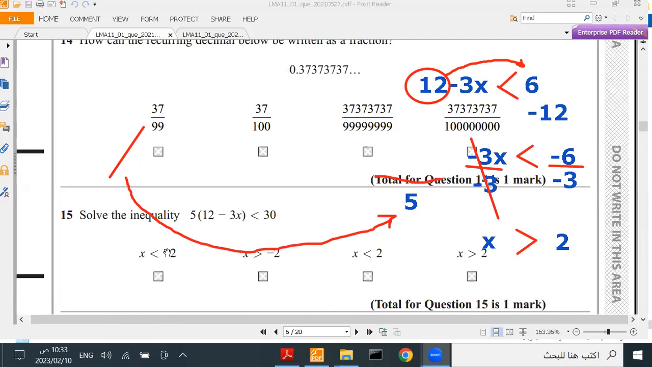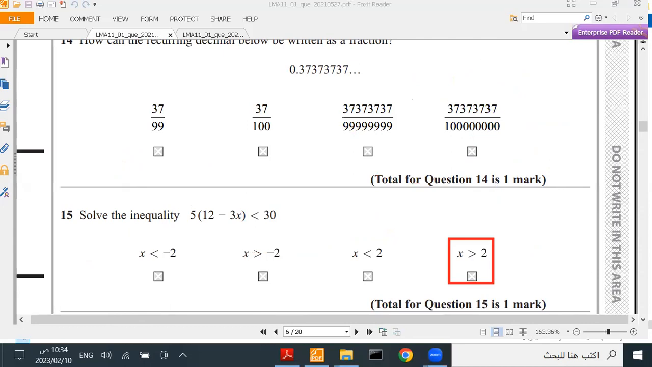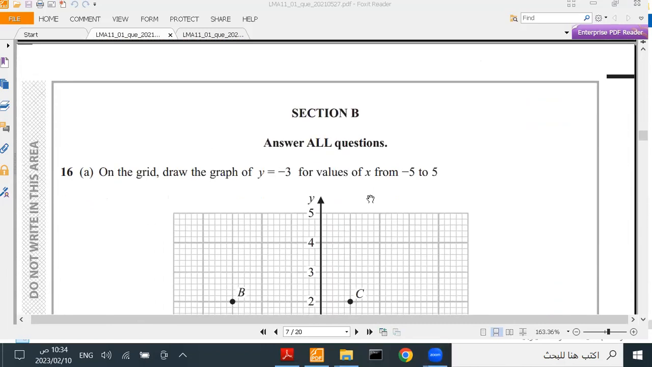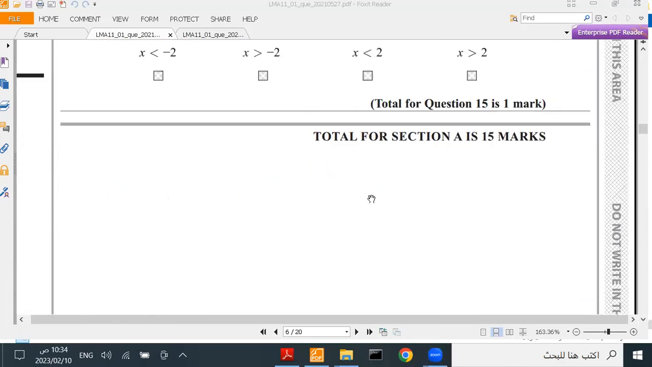Let's go back a little bit. So the answer is x bigger than 2. This is the answer. Did you get the idea? Yeah. Okay, good. Let's move on. Do we have time for question 6, Section B? So we're going to stop here.